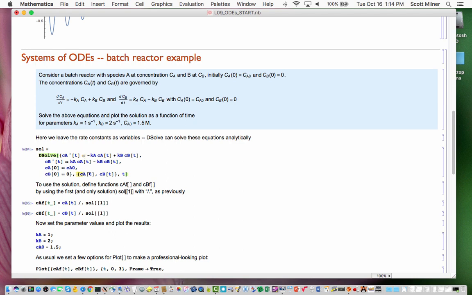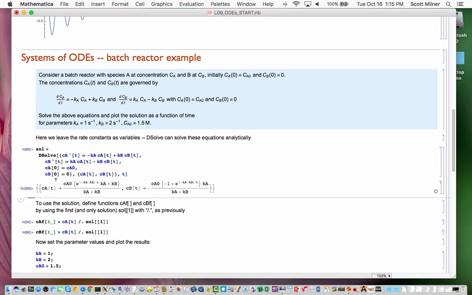When you're solving for more than one thing, you have to give a list of the functions you're solving for as the second argument, and then the dependent variable as the third argument. I've left Ka and Kb as just variables that I haven't defined yet, and that is possible because DSolve can solve these equations analytically. Likewise, CA0 has been left just as a variable at this point.